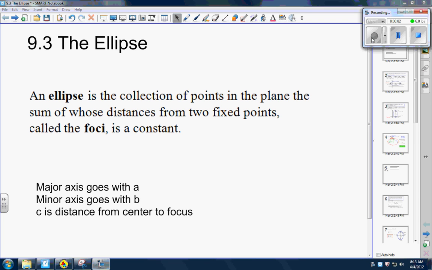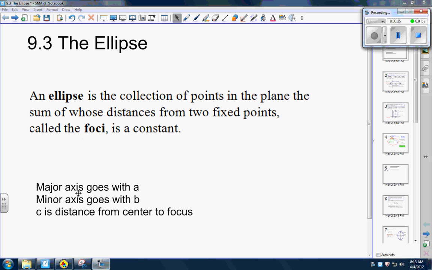Okay, next in our geometric shapes is going to be the ellipse. It's basically just a circle that we kind of push on one end, so it doesn't have a universal radius all the way around. Here's your definition for it. It's a collection of points in the plane, the sum of whose distance from two fixed points, called the foci, is a constant. Okay?